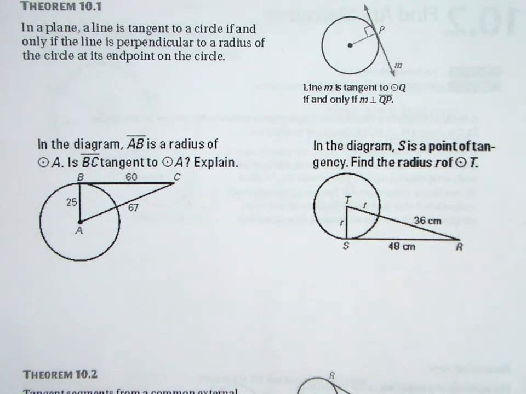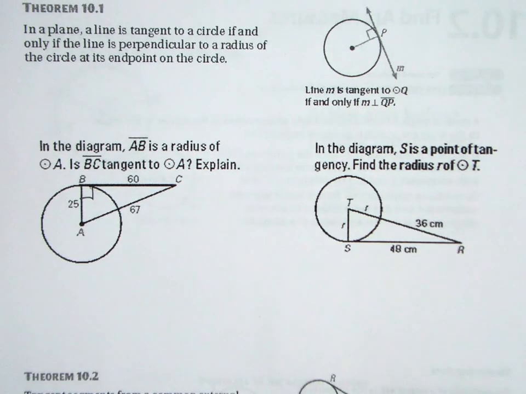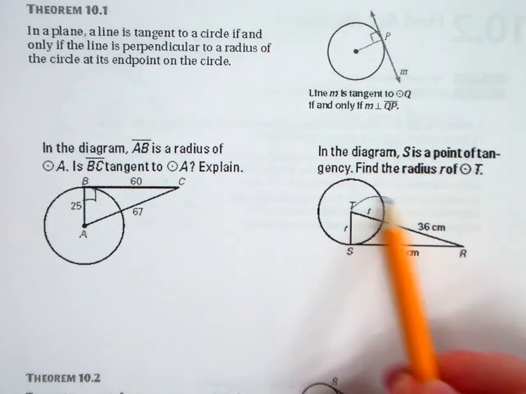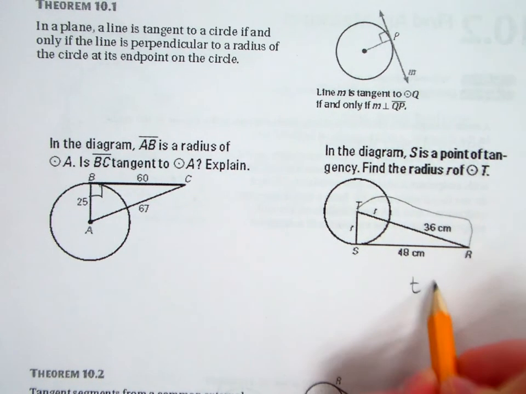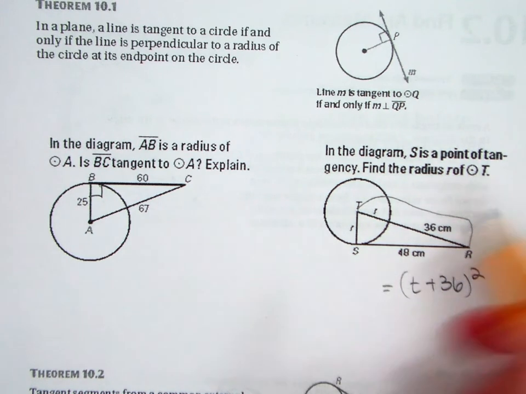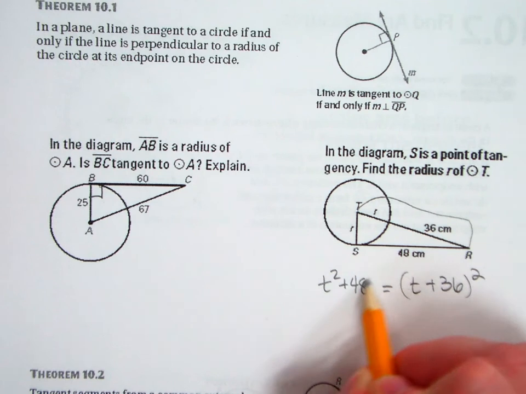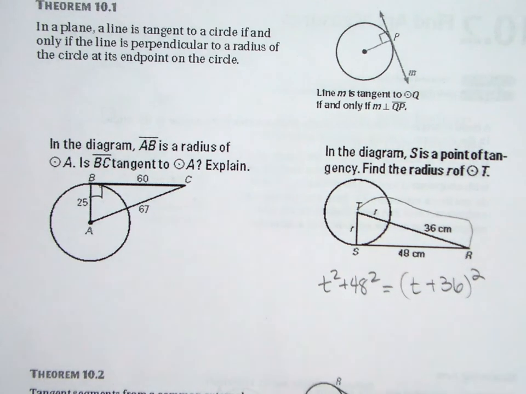Is BC tangent to A? What you would have to do is look at this as a right triangle. It is the Pythagorean theorem, so you would need to check to see if the Pythagorean theorem holds true. In the diagram where S is a point of tangency, once again, you are looking at it as well. In this case, though, on your radius, you are looking at t plus 36 squared equals t squared plus 48 squared.